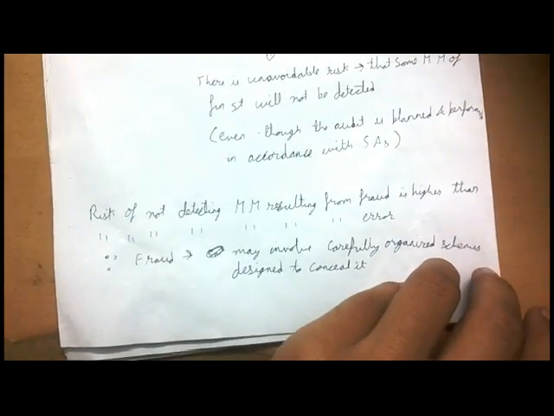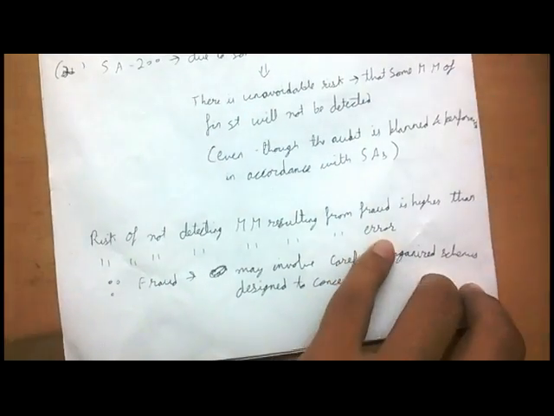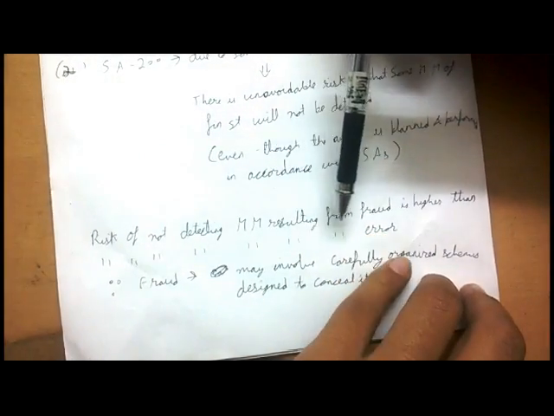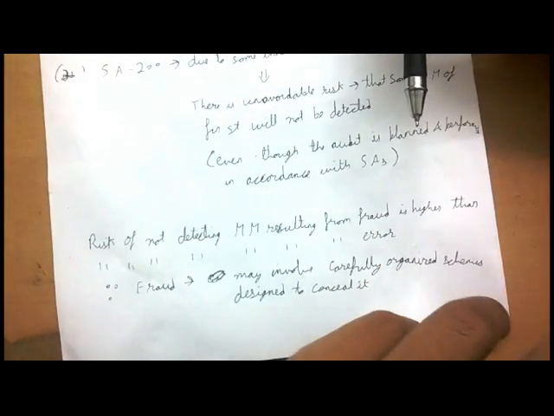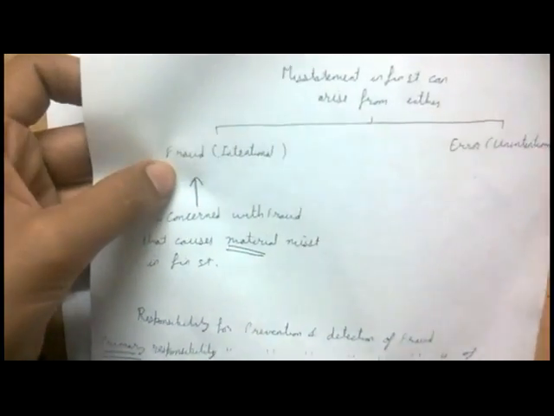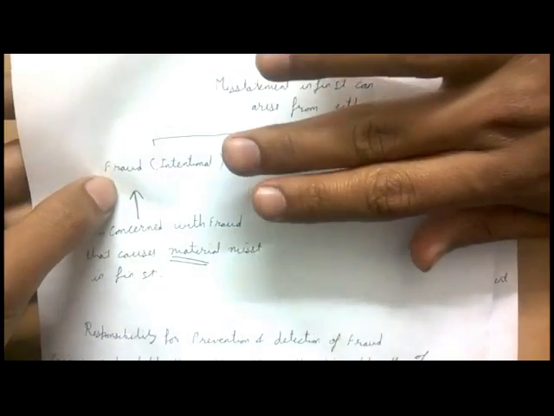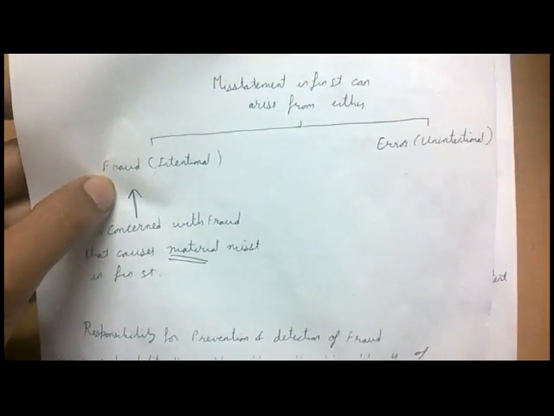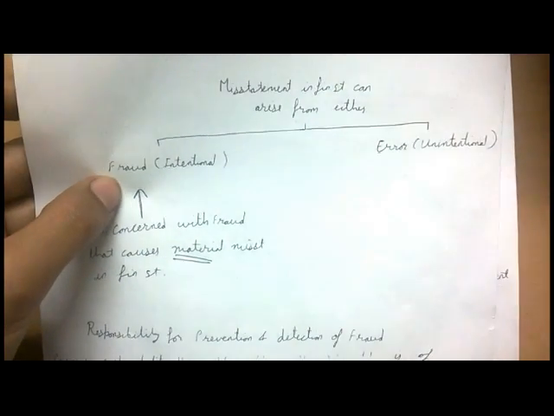Now there are two cases. The first one is the risk of not detecting material misstatement resulting from fraud, and the second is the risk of not detecting material misstatement resulting from error. See, there can be two kinds of material misstatement. One which results from fraud, and the other which results from an error. This was a fraud, this was an error, as I've already discussed with you. Now the risk of not detecting fraud is always more than the risk of not detecting an error.